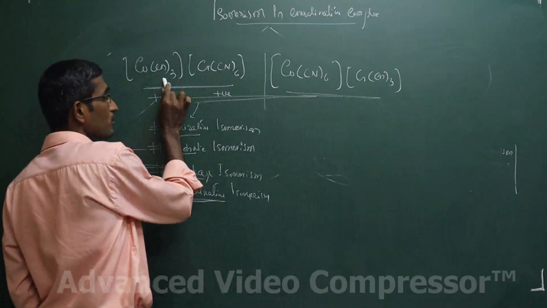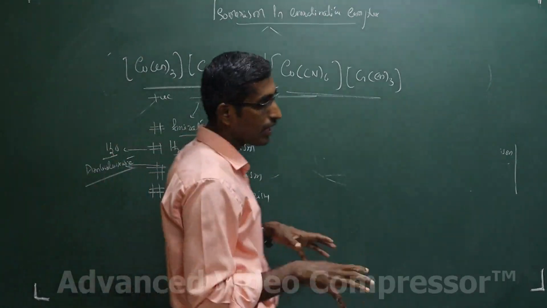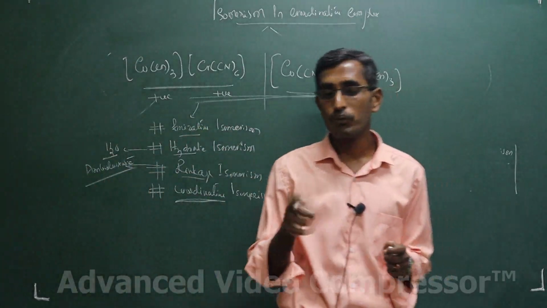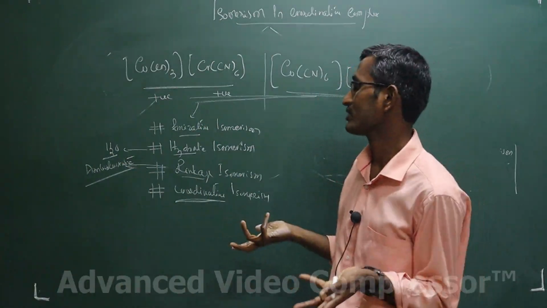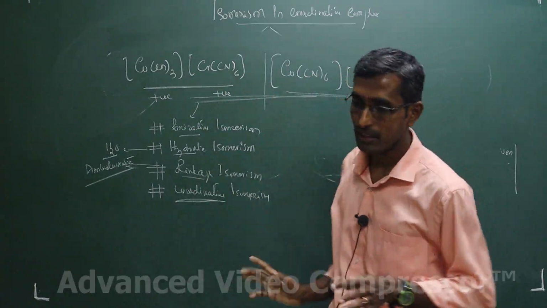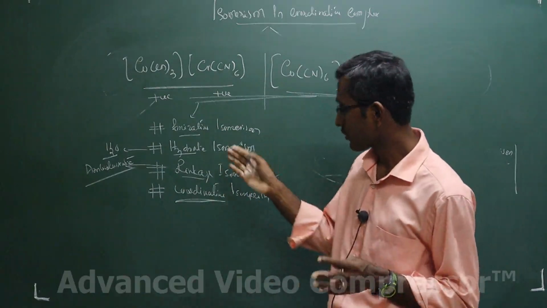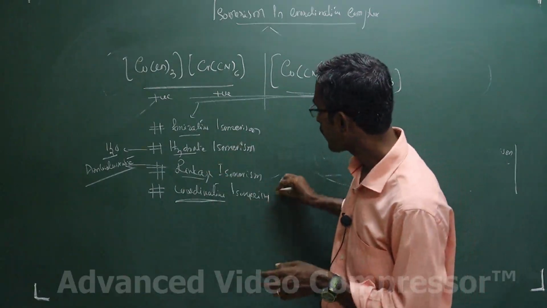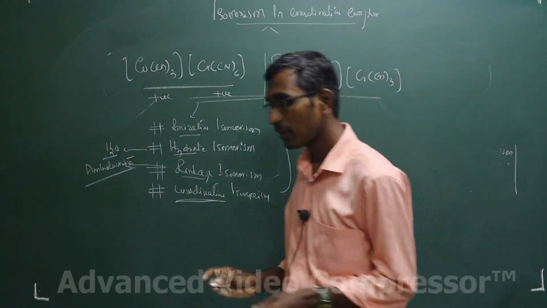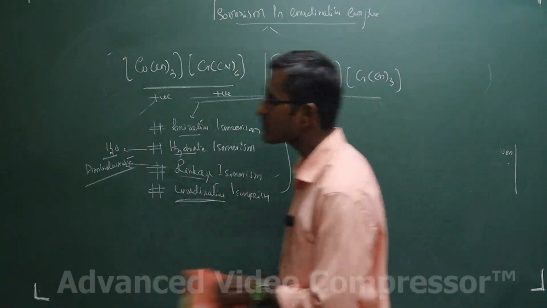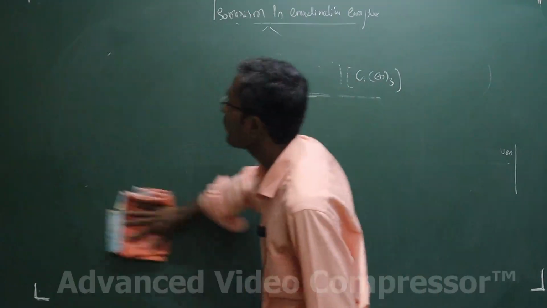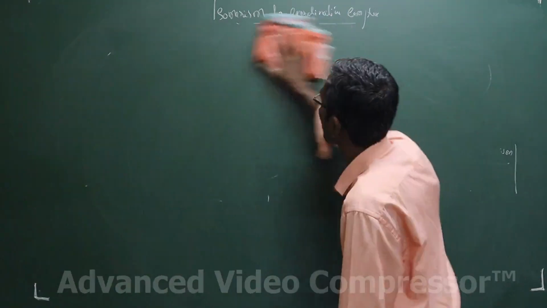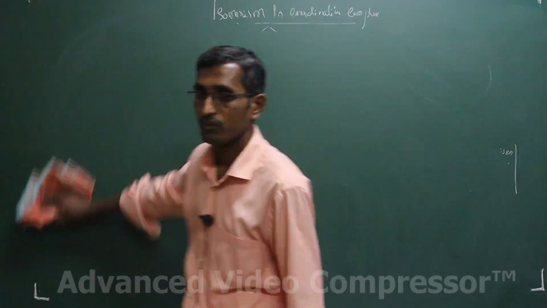Clear? So in coordination isomerism, the ligands linked to the positive part of the complex ion and the negative part of the complex ion will be exchanged. Such kinds of isomerism are called coordination isomerism. Very simple. So this is about structural isomerism, students. We'll take a look at stereoisomerism.